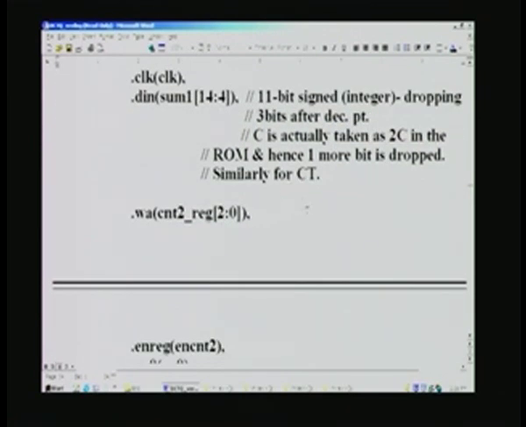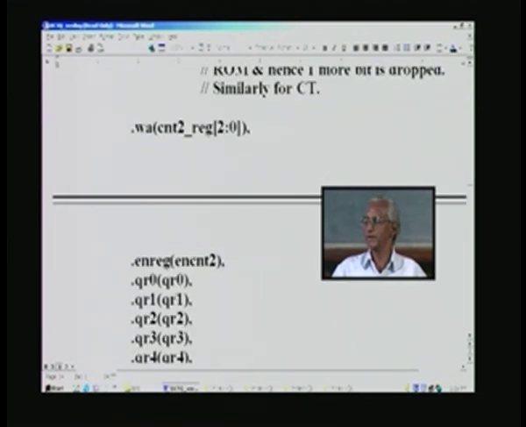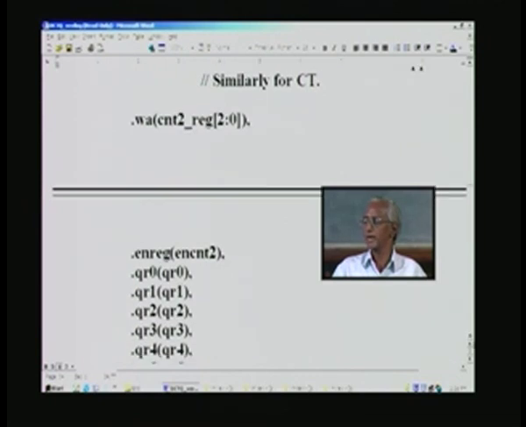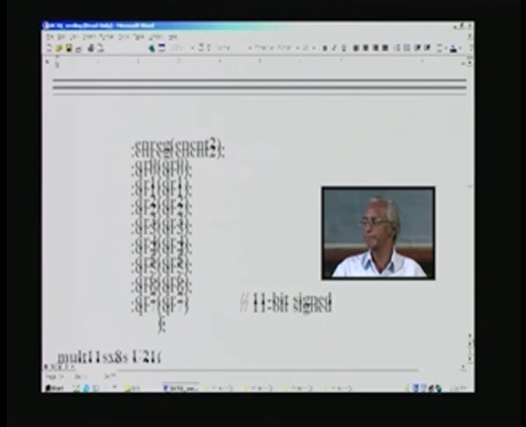The same is true for CT as well. And here we have 8 registers which will register all the partial products generated in the first stage of multiplication, and you need to write it into the appropriate registers. For that you need a 3-bit address, because there are 8 registers. This set of registers is called QR0 through QR7, and this writing will be enabled only if the enable counter is 1, and each of these partial products will be 11 bits signed as explained before.